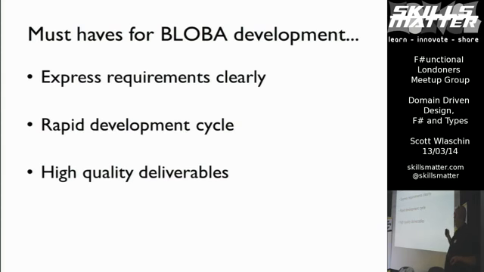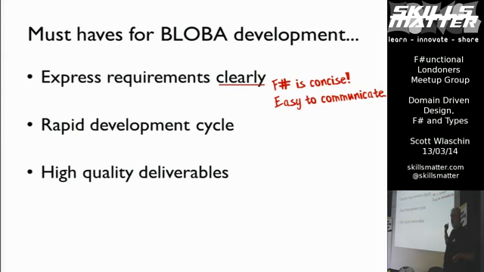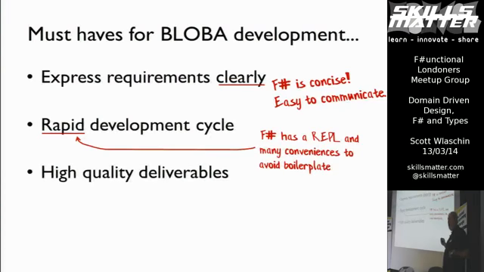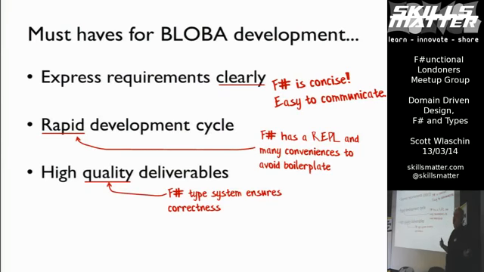Now F# is also good for blobber development because it's really good for expressing requirements, and that's what I'm going to talk about today. There's a REPL, of course, so you get this nice rapid development cycle, which is great, and you can avoid a lot of boilerplate as well because of the way functional programming works. And high-quality deliverables. Not only can you do your standard unit tests and BDD stuff in F#, but the type system itself ensures correctness in many, many ways, and I'll be talking about that today as well.